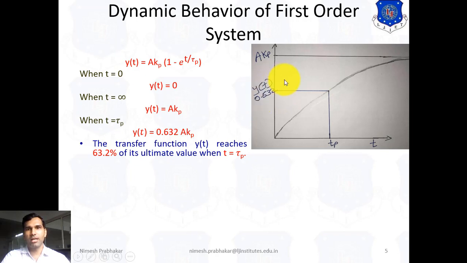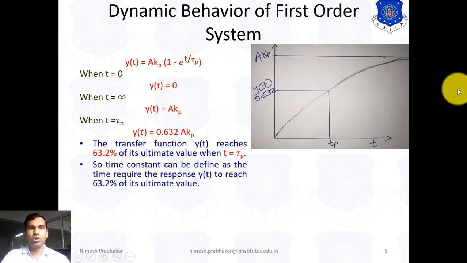That means we can write this as the percentage: 63.2% of its ultimate value when t equals tau_p. That means at t equals tau_p, y of t reaches the 0.632 value, which is nothing but 63.2% of this A K_p value, the maximum value.